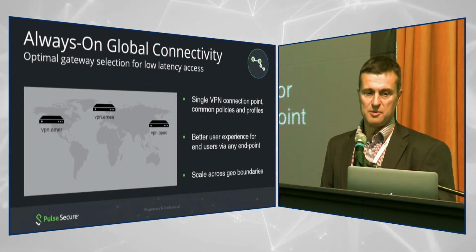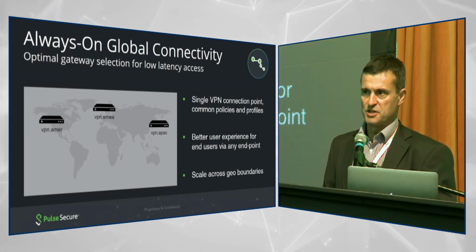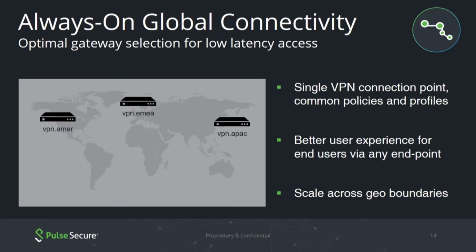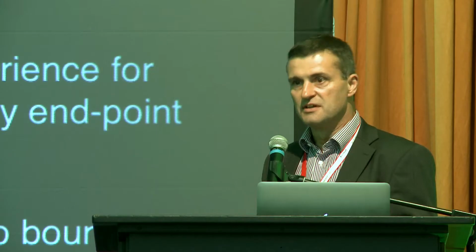From a global connectivity point of view, one of the other areas in which this makes sense is that by having, in this case, a VPN, I might have disconnected regions: a US one, an EMEA one, and Asia Pacific. One of the things we're asked for often is how do we actually convert that to a single VPN service?